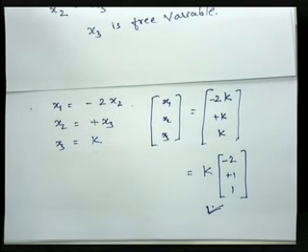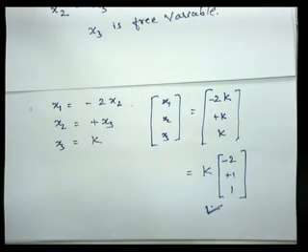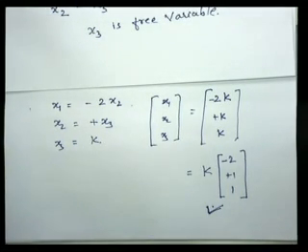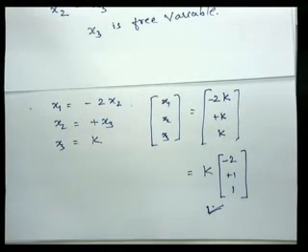This is the eigenvector corresponding to the eigenvalue lambda is equal to 1, so that we have finally this eigenvector.